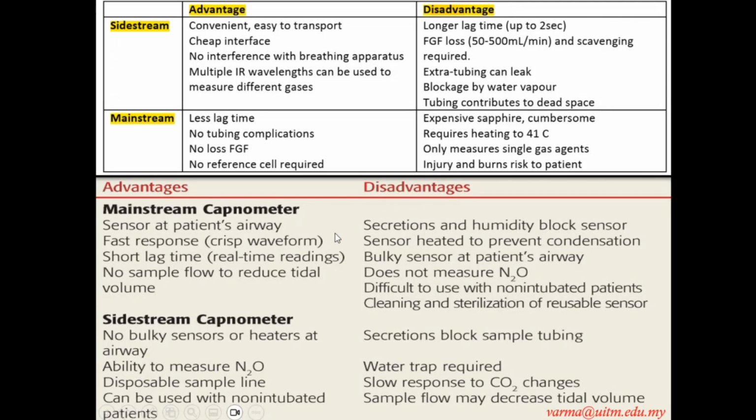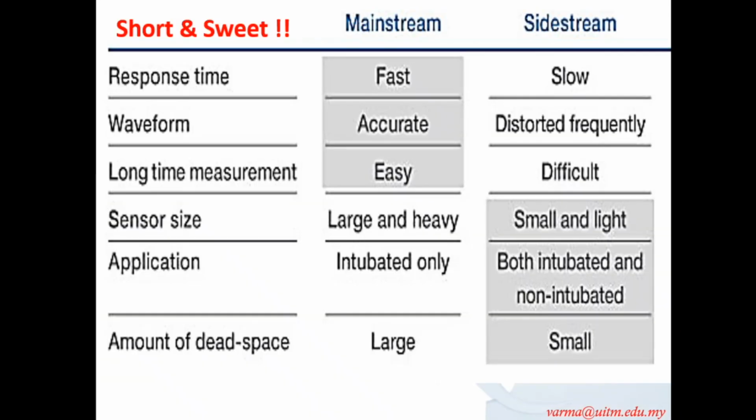But what I find the simplest and shortest, the minimum info you have to write, is this, short and sweet. This does not include the design, but you can add on the design of it. Mainstream, it is in the main circuit attached to the ETT. Sidestream, the analyzer is placed away from the ETT. Then you can mention the presence of a sampling tube, whatever. But this information shows the advantages and disadvantages, where it is placed and everything, the design.